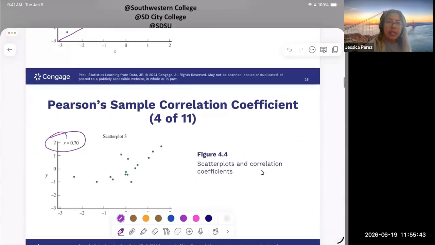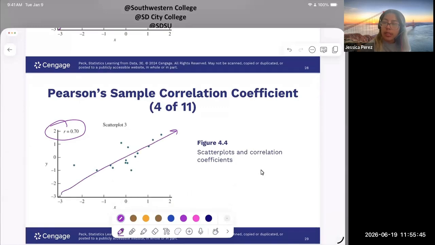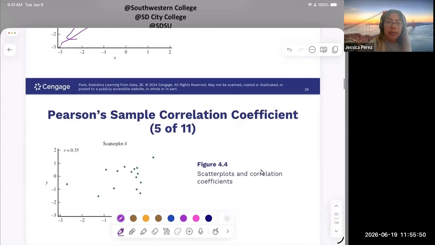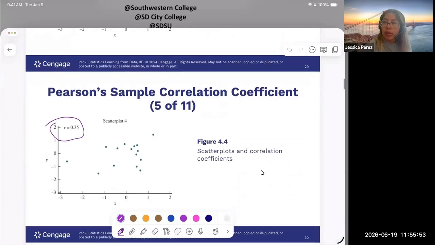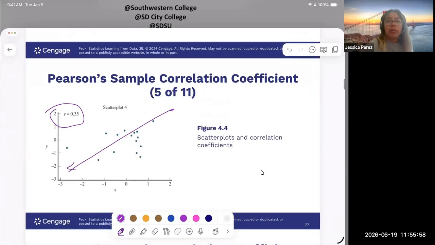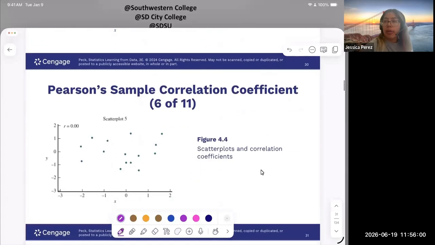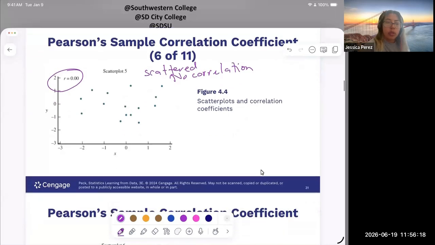R now is 0.70. So notice that as R is decreasing, the less strong a correlation we're going to have. R is 0.35. So for a positive correlation, every time R decreases, the points become further apart. Now look at this. What happens when R is equal to 0? The points are scattered. There exists no correlation, no linear correlation. So when R is 0, you don't have a correlation.